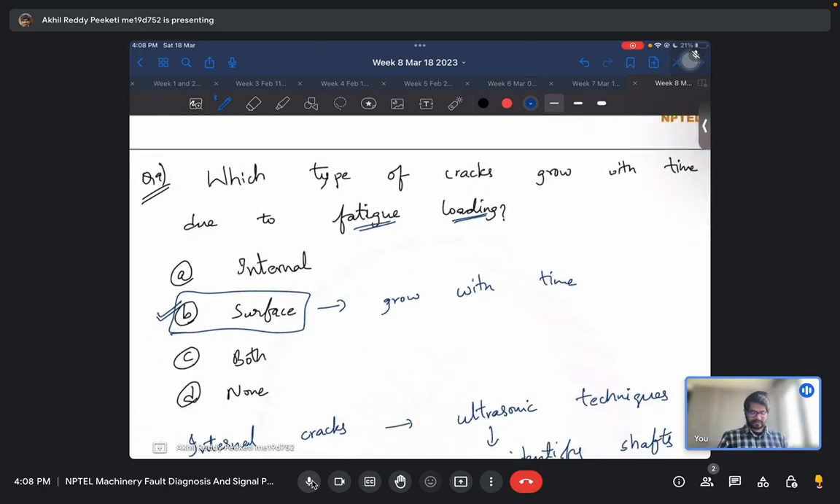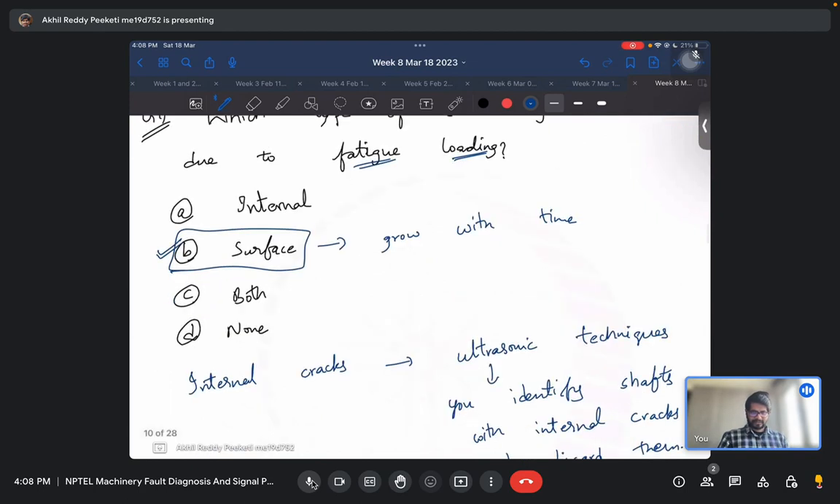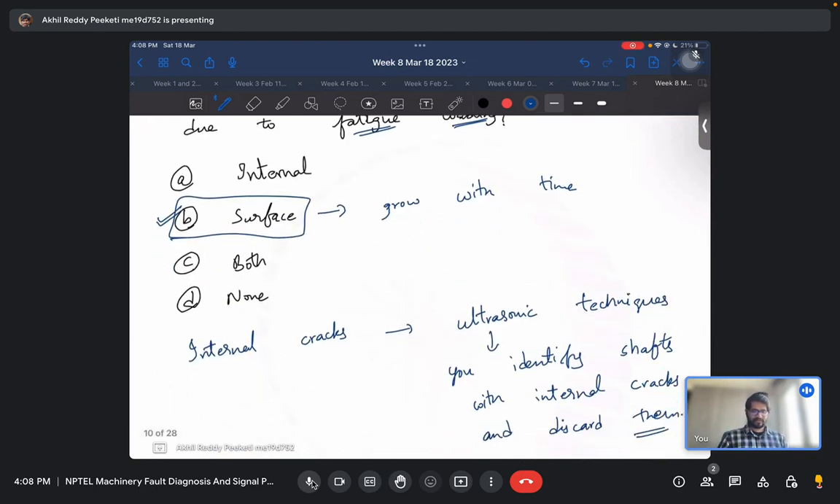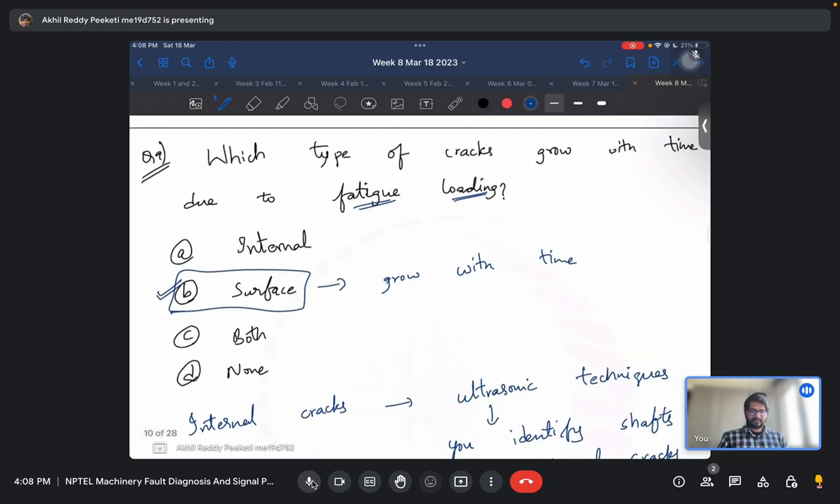Next we have the cracks. If the cracks are internal, usually you identify them even before you use the shaft by using ultrasonic techniques and discard those shafts. And if there are any surface cracks, those you can't identify with these ultrasonic techniques, so you have to deal with them. But these surface cracks actually grow with time because of the fatigue loading.